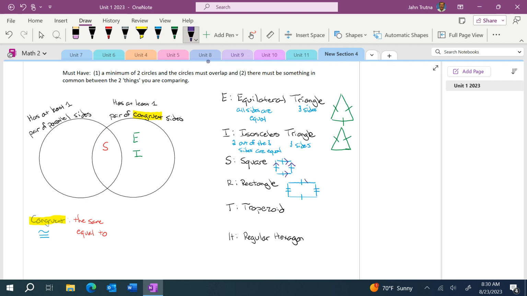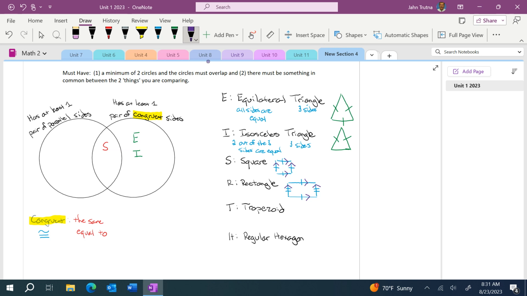Okay, in a rectangle, the top side is always going to be parallel with the bottom side, indicated with those arrows, and the left side is always going to be parallel with the right side, indicated with the arrows. So let's go through and answer yes or no with the two criteria of my Venn diagram. Does a rectangle have at least one pair of parallel sides? The answer is yes. The top is parallel with the bottom. That's a pair, so it has at least one. Left and right are parallel as well.